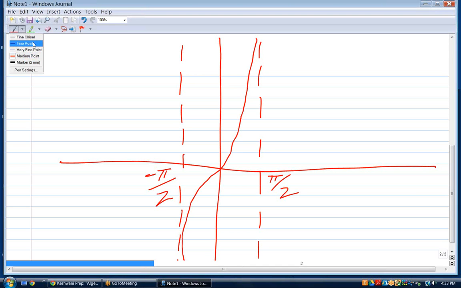Cotangent goes from 0 to pi. In other words, it also has a period of pi, not pi over 2, and it always is decreasing. It's supposed to go through 0 there. So the blue is the cotangent curve. The red is the tangent curve.